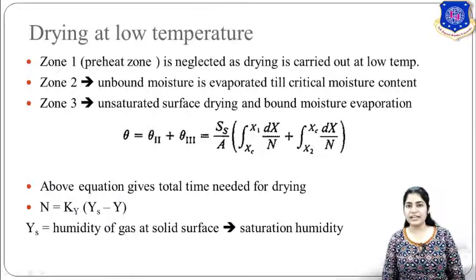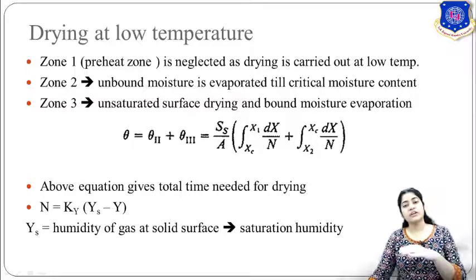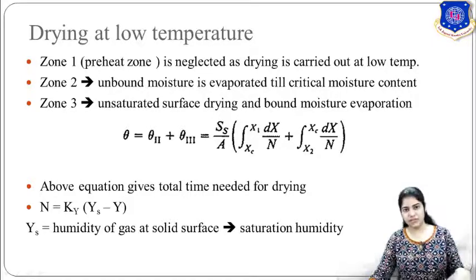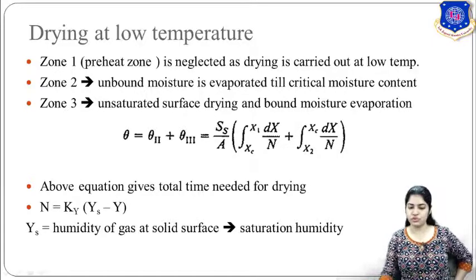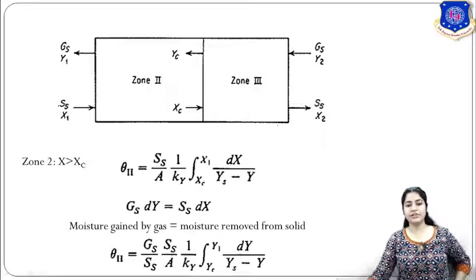When we represent it in the form of mass transfer coefficient, that is equal to Ky into (Ys minus Y). What is Ys? That is the humidity of gas at the solid surface, meaning saturation humidity. Of course, just above your wet solid, the gas would be saturated with water vapor, hence the humidity is the saturation humidity. Now, here you can see that for the differential height, we have zone 2 and zone 3.